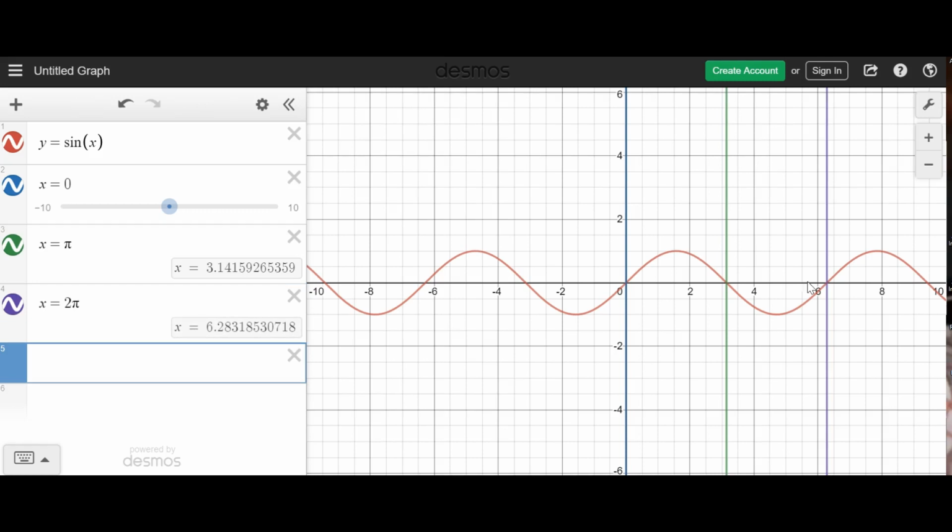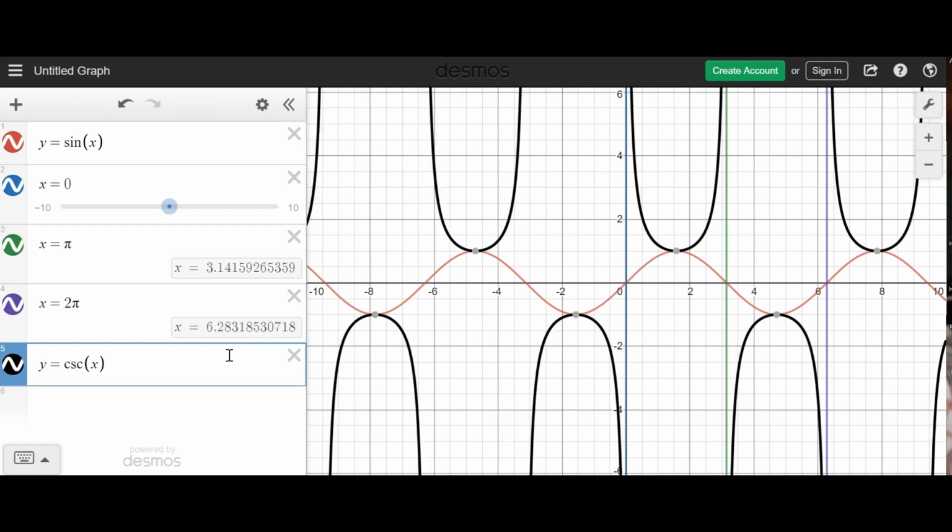So it seems that where these vertical lines are, if I go over one period of the cosecant function, I should have asymptotes there. And if I draw y is equal to the cosecant of x, lo and behold, I do get a function with those asymptotes. If you look, the sign changes on each side of those asymptotes. The entire function has a period of 2 pi still. And if I get rid of the sine, you can see that there is just the cosecant function.